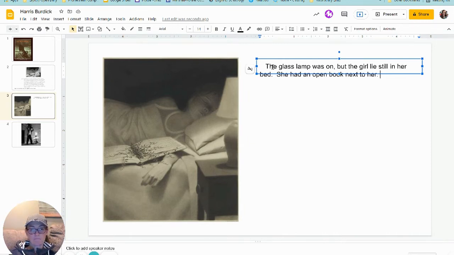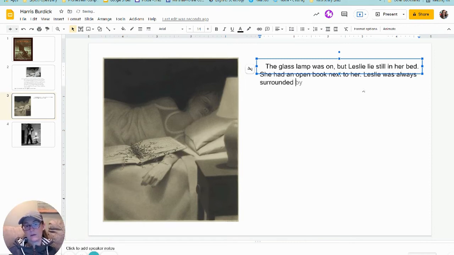I need her to have a name. That way I'm not saying the girl and she, because I kind of need it to describe her. So instead of the girl, I'm going to say a name here. The glass lamp was on, but Leslie lies still in her bed. Just adding the name, even if it's a made-up name, gives me a little bit more detail. So I can talk about Leslie, I can talk about where she's at. I can add more details about Leslie's personality that will help the reader know. So she had an open book next to her. Leslie always surrounded by books. She slept with them.